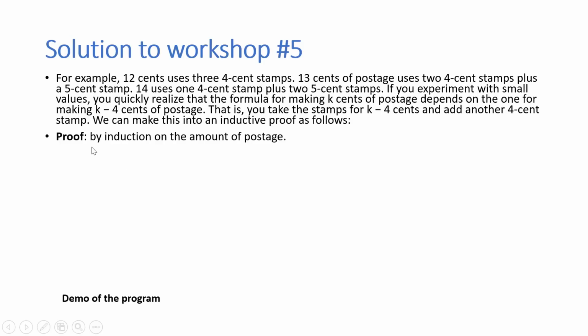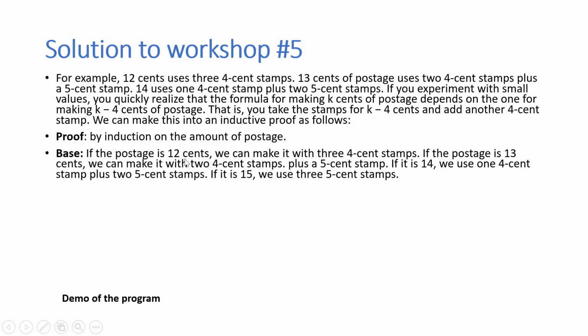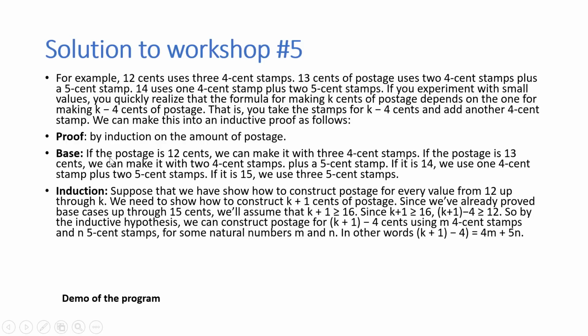So let's do induction on the amount of postage. The base case is if the postage is 12 cents, we can make it with 3 4 cent stamps. We know that. That's a base case. If the postage is 13 cents, we can make it with 2 4 cent stamps plus a 5 cent stamp. If it's 14, we can use 1 4 cent stamp plus 2 5 cent stamps. If it's 15, we use 3 5 cent stamps. So we know that the proposition is true for 12, 13, 14, 15.